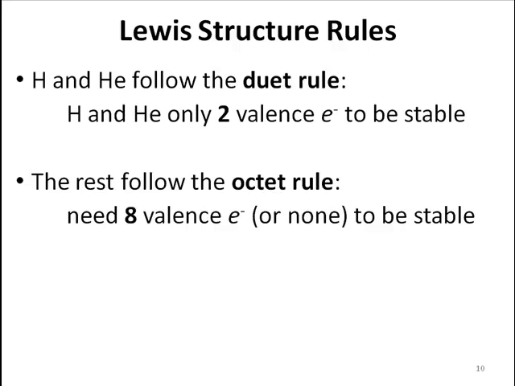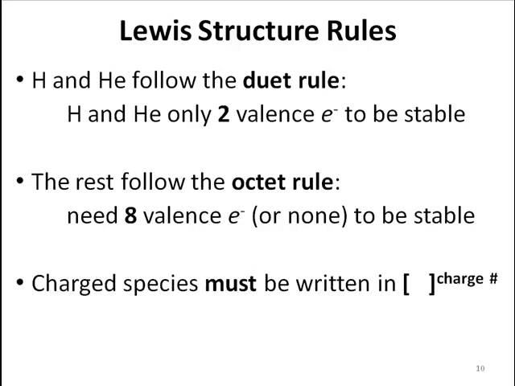The rest follow the octet rule. The octet rule states that it needs 8 valence electrons or none to be stable. Now, technically, none is not really true. If it loses electrons, okay, so it loses all of its valence electrons, it now has a new outer shell, a new valence shell that has 8. But if you like none, you can try to use it all you want. I don't like it.